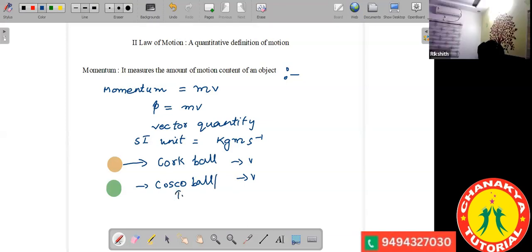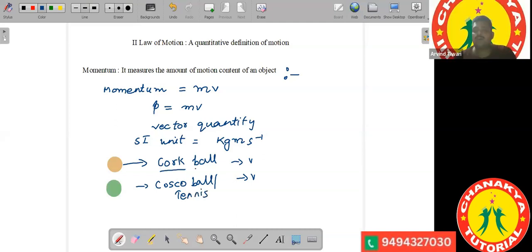Yes, it's the cork ball. The cork ball is heavier, the one that we use in cricket stadiums. It is about 3 to 4 times heavier than a tennis ball.